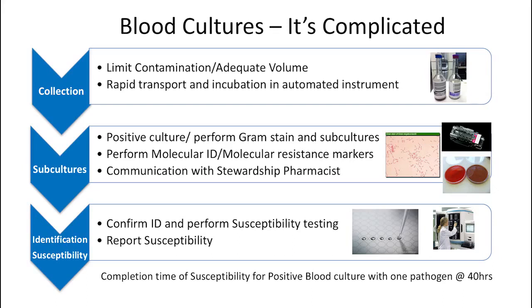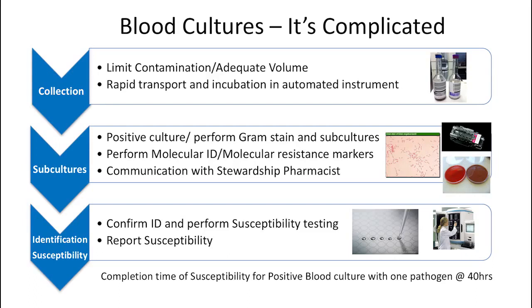And then let's move on. We need to get them to the laboratory and into the instrument as fast as we can. We need to pull the cultures when they become positive. In our laboratory currently, we're doing gram stains on positives. We're then performing molecular testing, as you can see, and communicating with our pharmacists about the results from our rapid molecular ID and resistance marker testing.